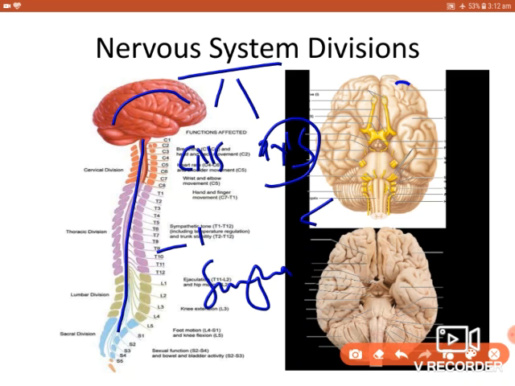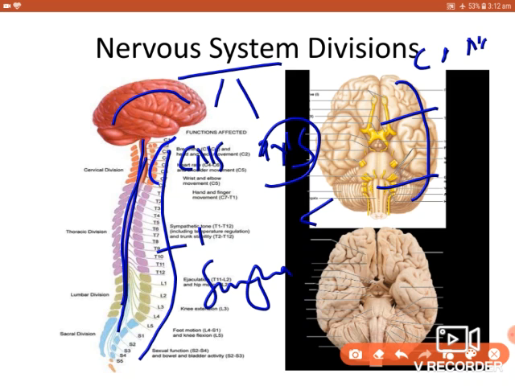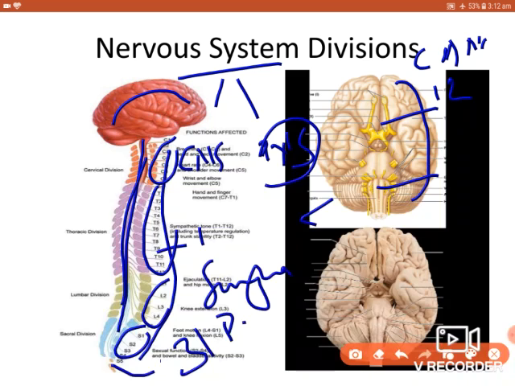The peripheral nerves attached to this brain, these are called the cranial nerves, and the peripheral nerves attached to the spinal cord, these are called the spinal nerves. In that, 8 cervical, 12 thoracic, 5 lumbar, 5 sacral, and 1 coccygeal. So there are 31 pairs of spinal nerves and 12 pairs of cranial nerves.